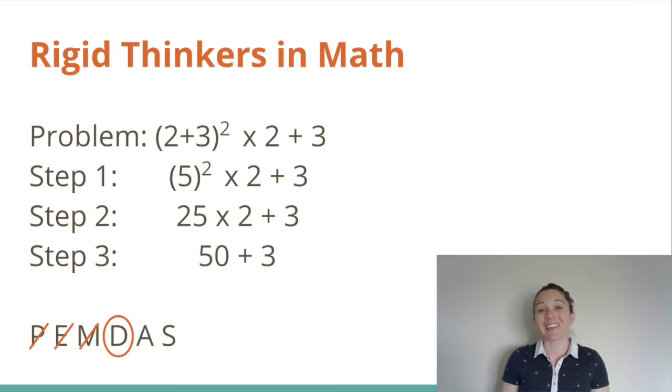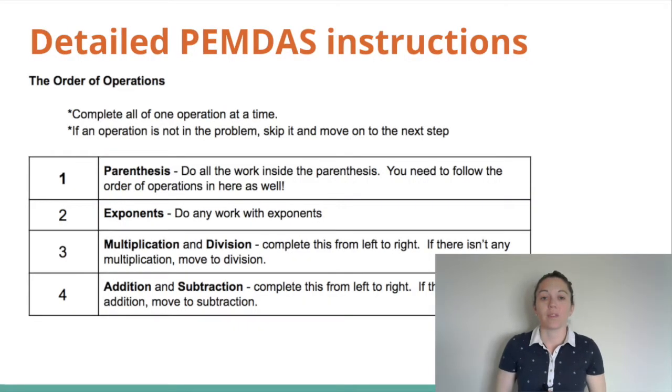So in order to rectify this issue, instead of giving the students who are rigid thinkers the same sheet as everyone else, it would be better to give them a more detailed set of instructions, or one that is organized in a different way. For example, the title, Order of Operations. At the top, you can also note that you need to complete all of one operation at a time, and that if an operation is not in the problem, then you can skip it and move on to the next step. Then, you can list the order of operations.